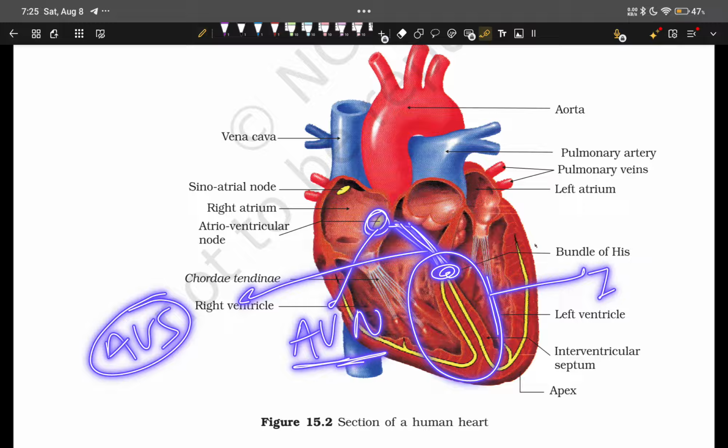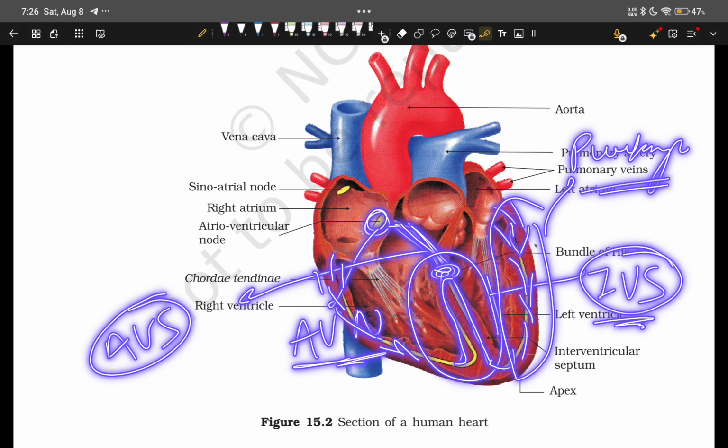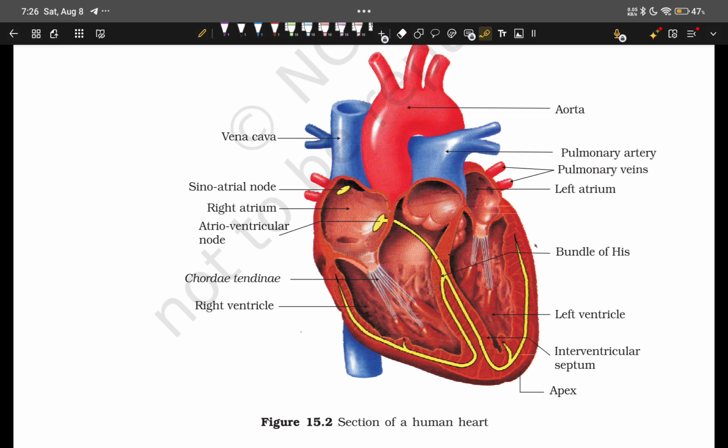What is this? This is the interventricular septum. It emerges on the top of the interventricular septum, and then it immediately divides into right and left branches, and these branches then produce fibers like this, and cover the whole ventricular musculature. Now these fibers are called Purkinje fibers. So what I'm trying to explain is the whole statement of NCERT.